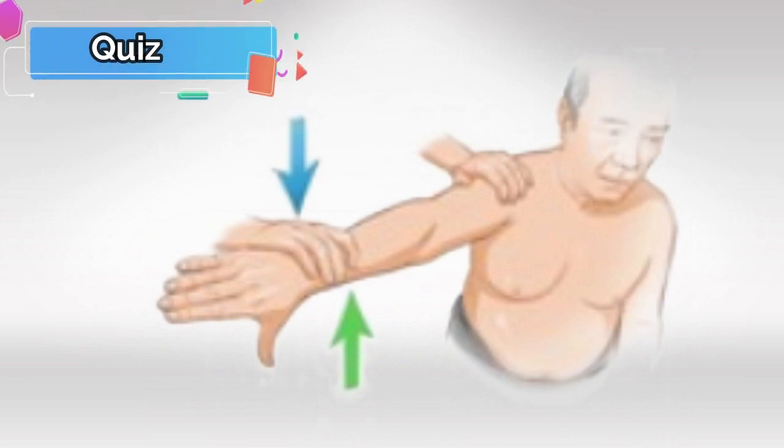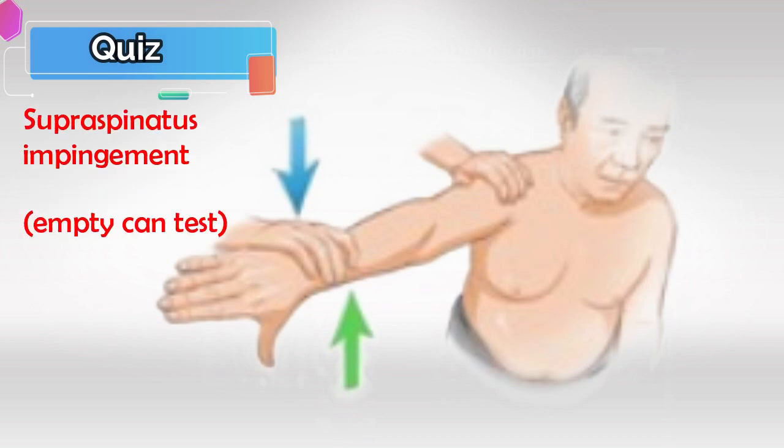Here's a little quiz for you. What's the nerve that supplies the muscle that is being tested in this picture? This is actually the impingement test, the empty can test. So if you answered suprascapular nerve for supraspinatus muscle, that's correct.